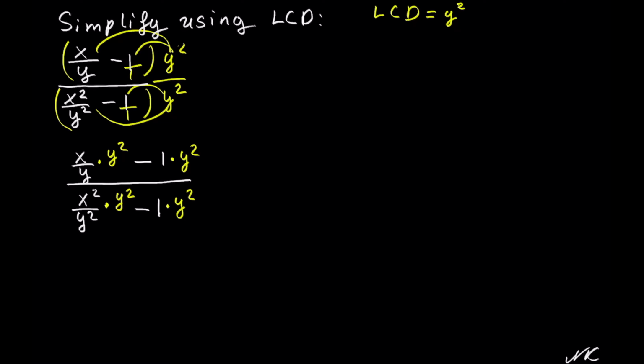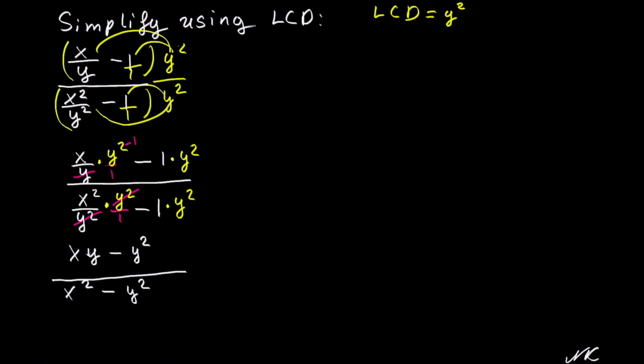So let's simplify. In the numerator we have x over y times y to the second. Y to the second is in the numerator. So y in the denominator will cancel with one factor of y in the numerator, and we get x times y minus 1 times y squared. We have y squared over, in the denominator we have x squared over y squared times y squared. Y squared is over 1. Y squared in the denominator will cancel with y squared in the numerator, and we are left with x to the second minus 1 times y squared, y to the second.